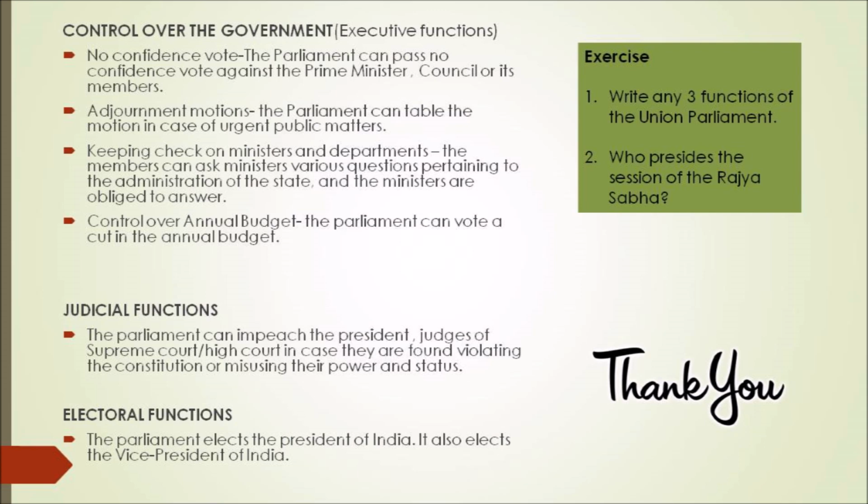The Parliament can pass a no confidence vote against the Prime Minister, Council or its members. The Parliament can table a motion in case of urgent matters, which is known as adjournment motion. It can keep a check on ministers and departments. The members can ask ministers various questions pertaining to the administration of the state, and the ministers are obliged to answer. It can control the annual budget. The Parliament can vote a cut in the annual budget.